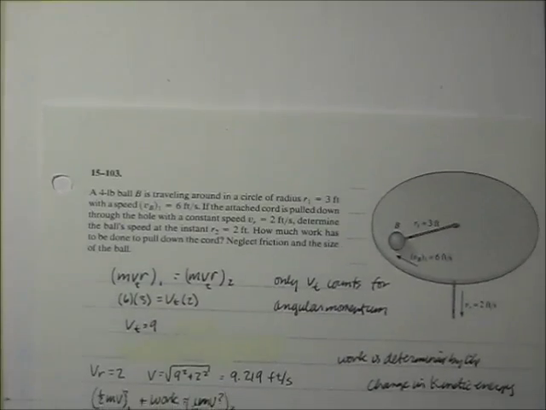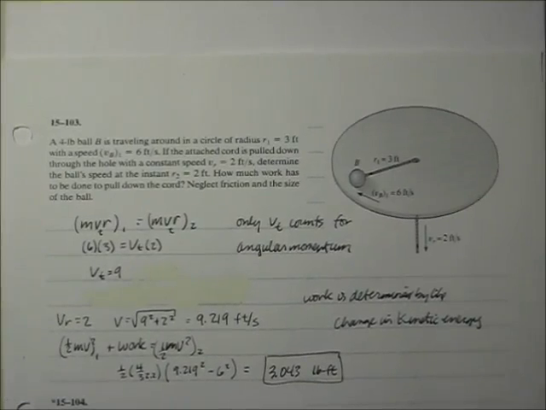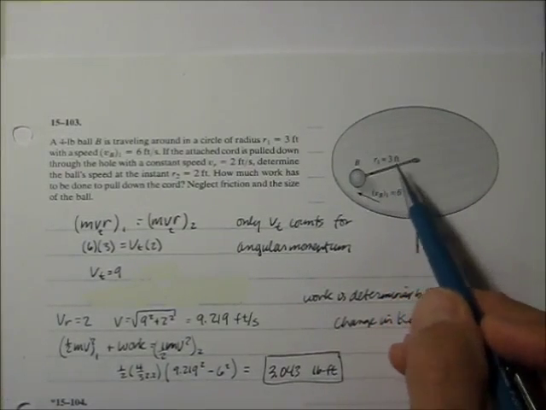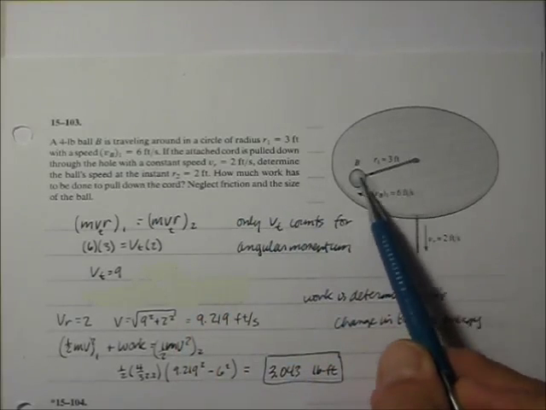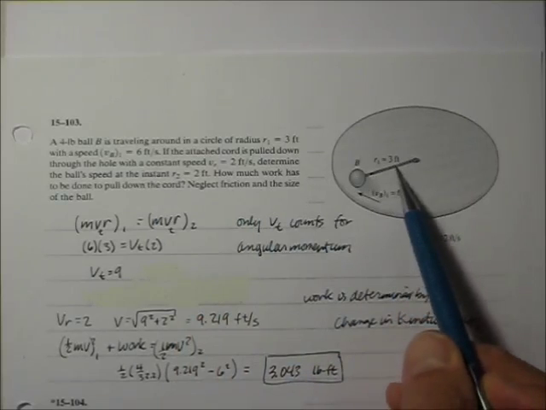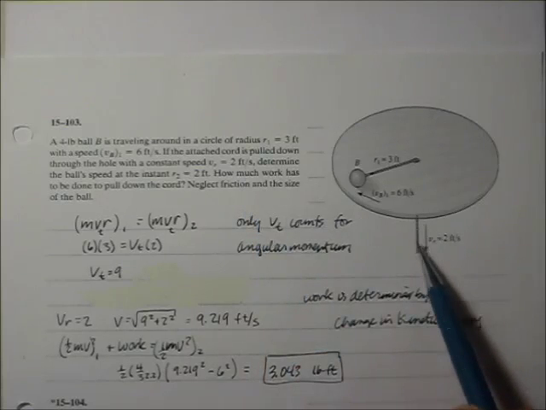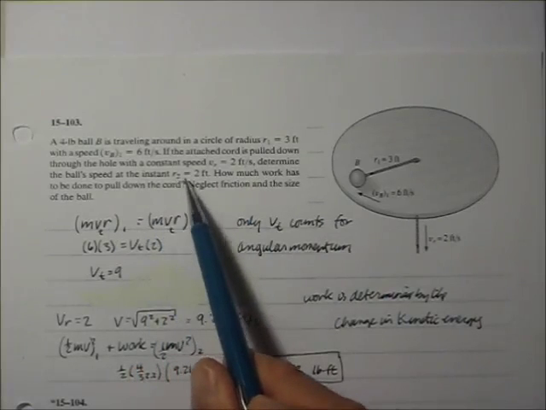Okay, let's look at a little problem here, and let's just see what conservation of momentum can do for us. We have a ball at the end of this string, going at an initial speed of 6 feet per second. The initial radius, or the initial distance, is 3 feet. And then we're pulling it down at a rate of 2 feet per second. We want to find the speed when r is equal to 2 feet.